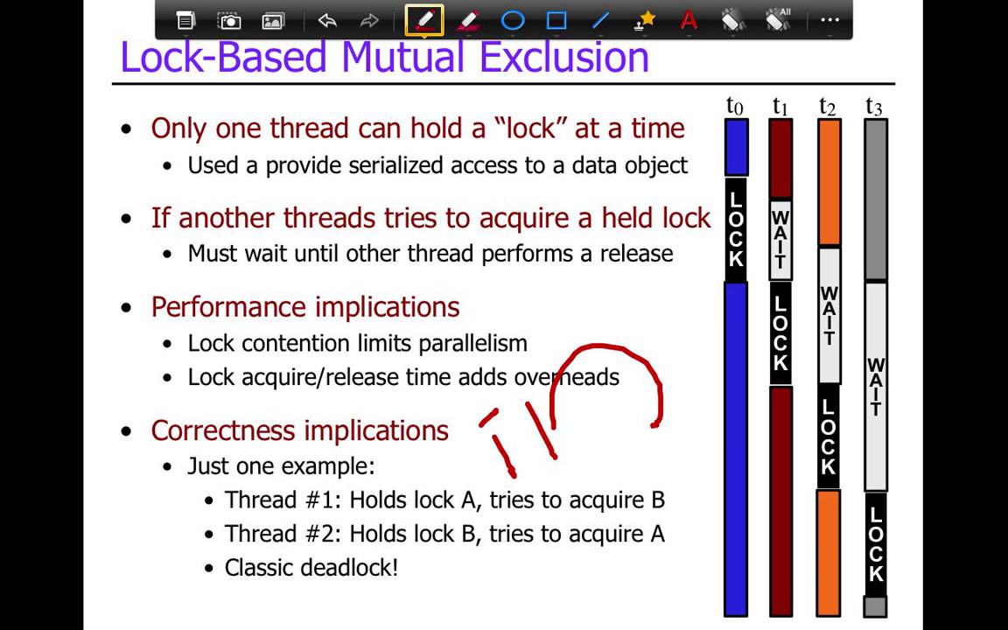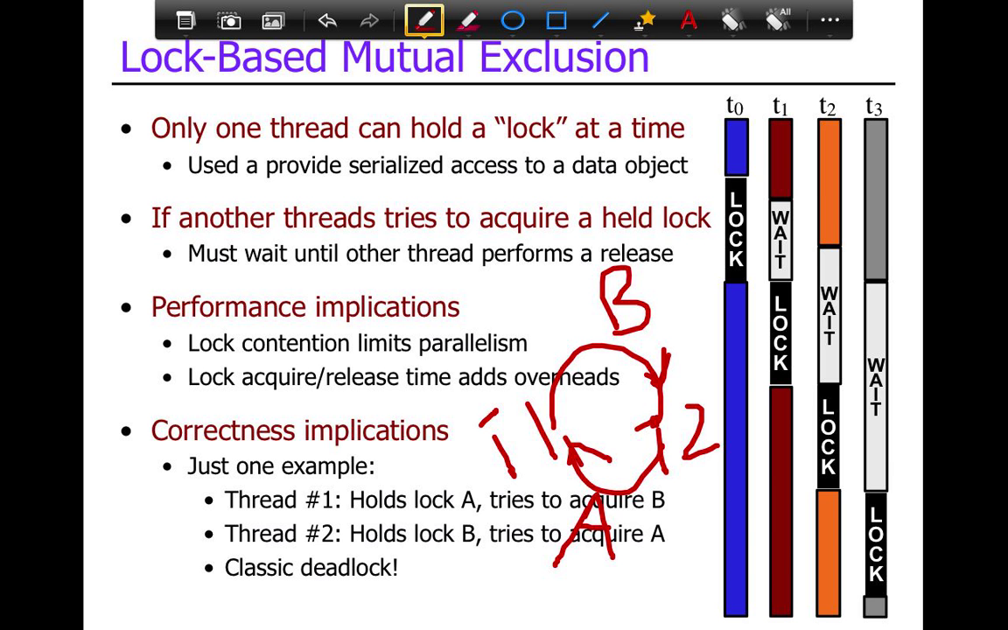So T1 is waiting on B, and T2 is waiting on A. And so you have a loop, and neither of them is going to be able to make progress, so you have a bad situation. And this can happen when you start using locks.